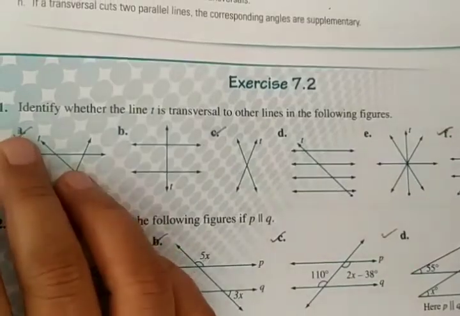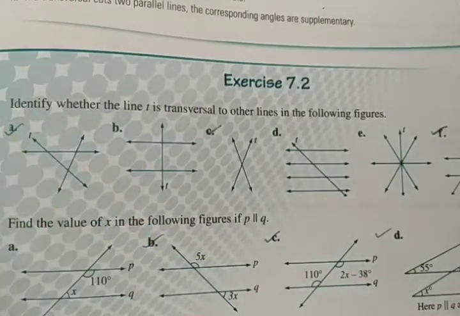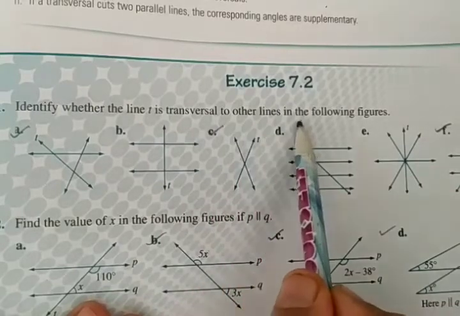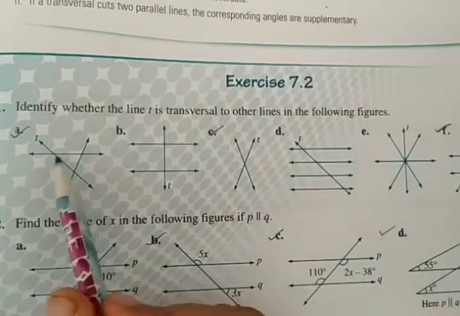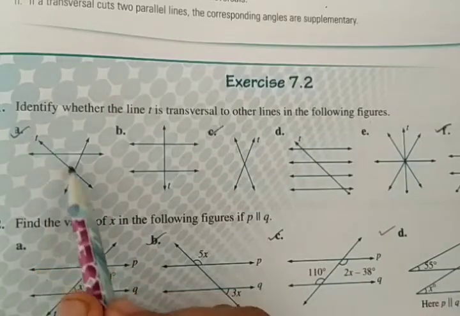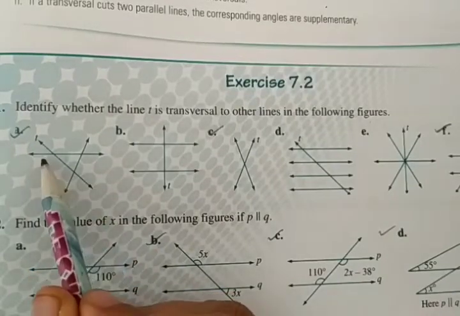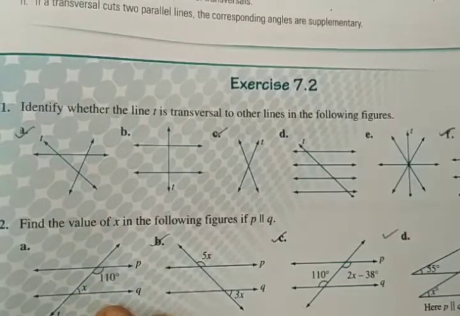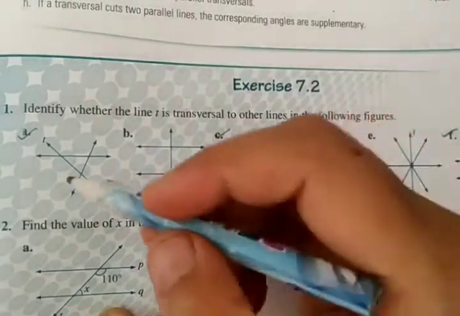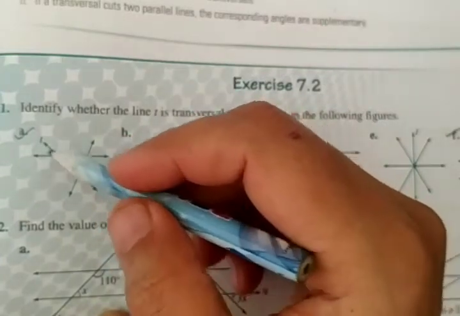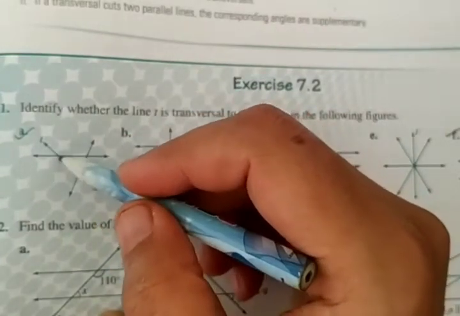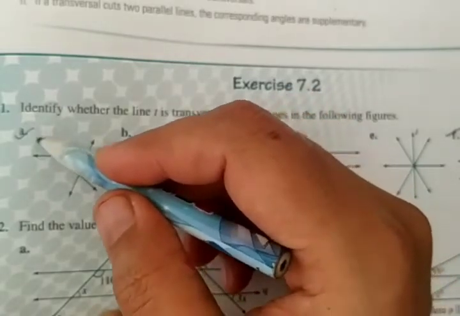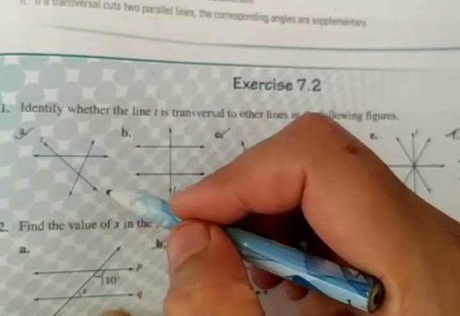See our first question. Identify whether the line T is transversal to other lines in the following figures. In the first figure you can see this is line T. Can you say that it's a transversal? What do you think? You can say that this line T is a transversal, because it is intersecting the other two lines in two different points.